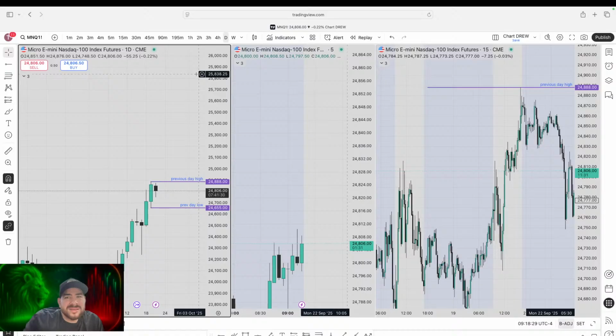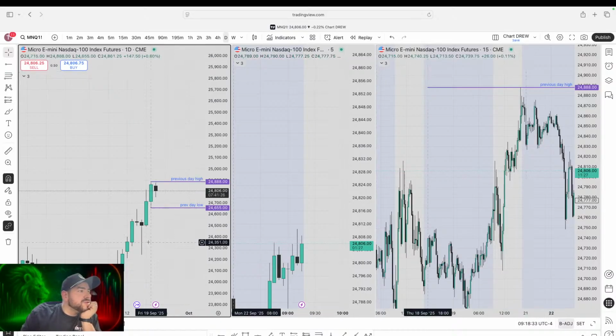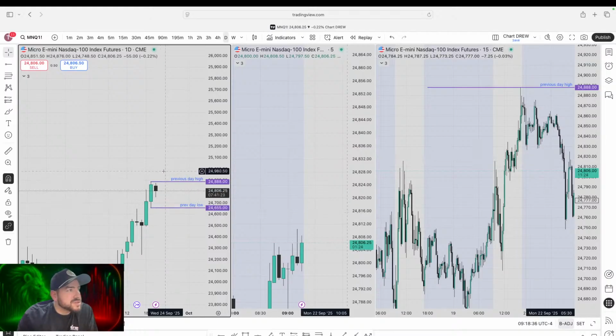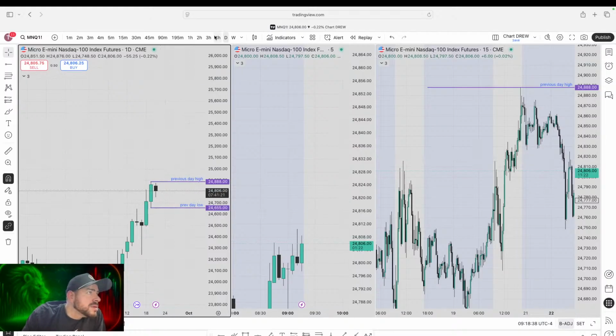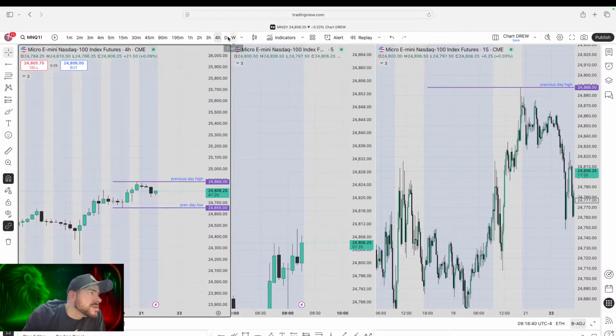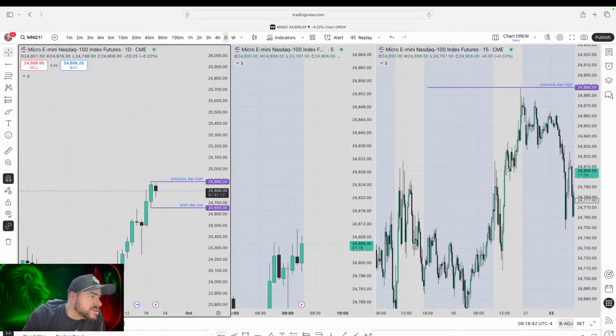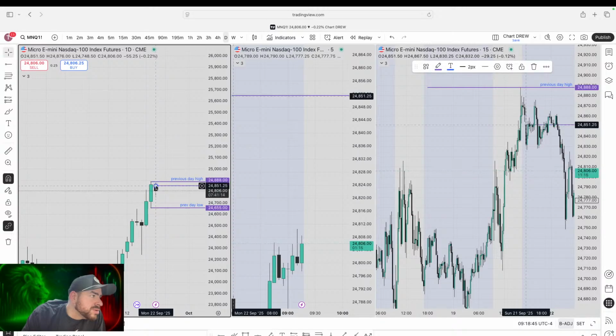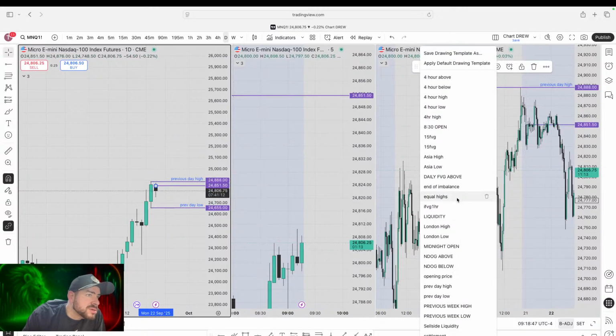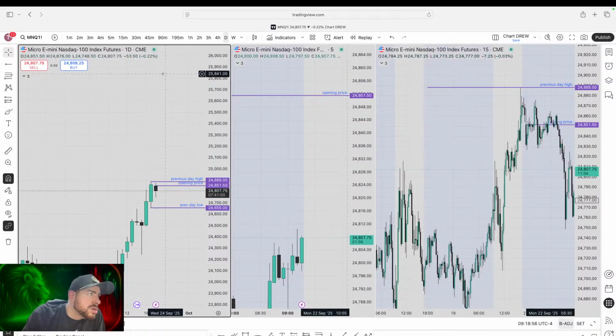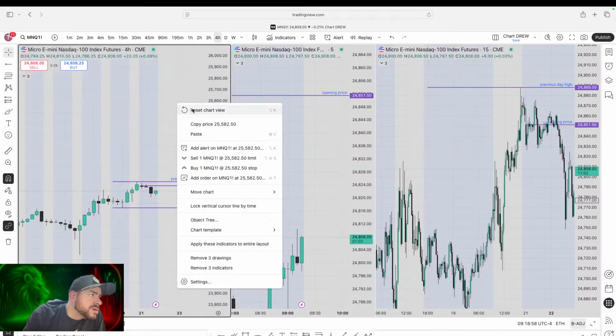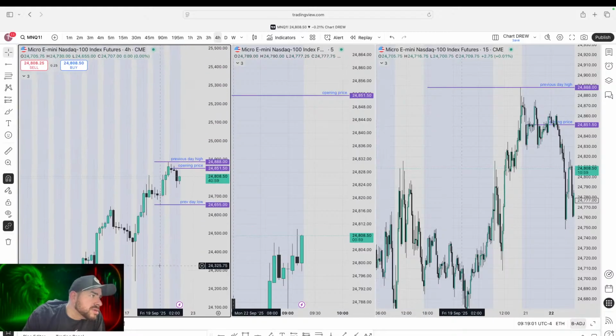Okay, so let's see here. Since we're bullish, it'd make more sense for it to take out the top. So that's the daily candle. Also gonna do the opening price here on the daily candle. Opening price, 4 hour. Let's go down there, see what's going on.